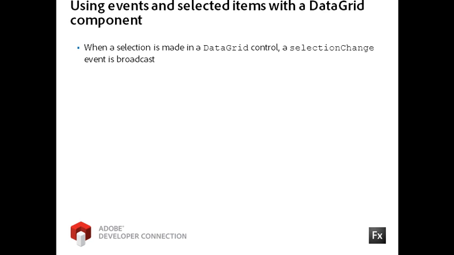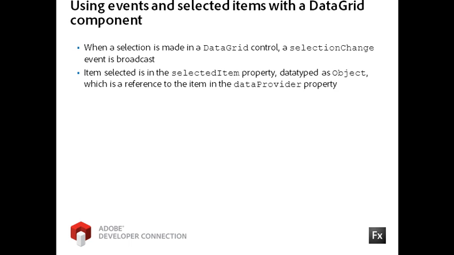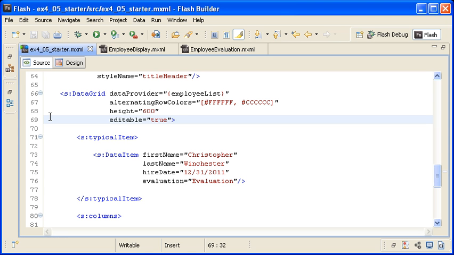For the last section of this video, I will show you how to capture and handle a user click on a cell. When a selection is made in a data grid control, a selection change event is broadcasted. The item selected is in the selected item property, which holds the data for the selected record in the data provider property. Now I will show you how to handle the selection change event when a record in this data grid control is clicked. I will also show you how to display an alert message that tells you the name of the selected employee when you click the record.